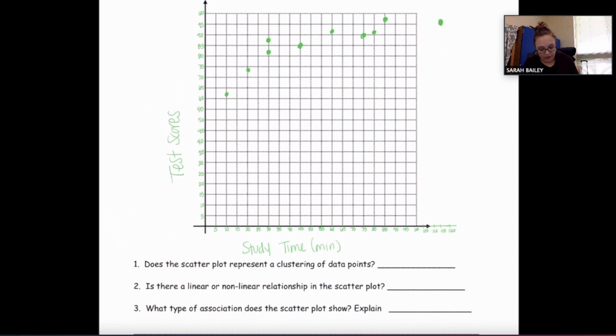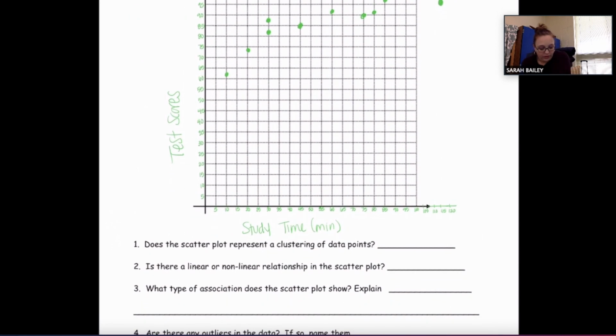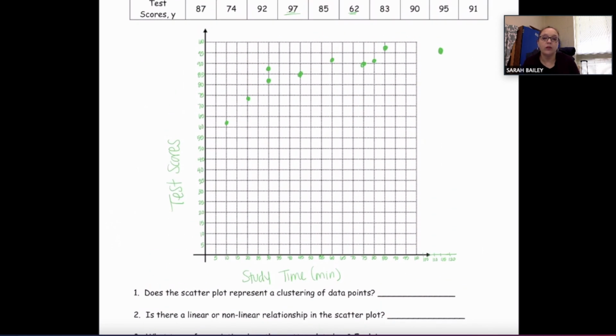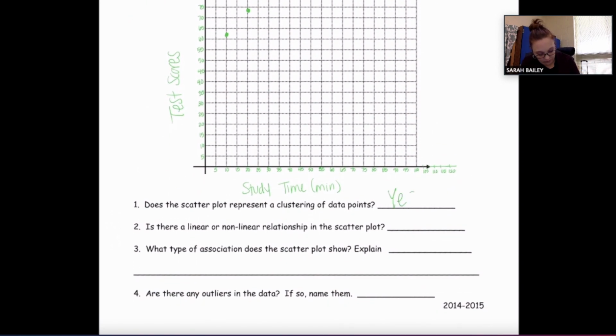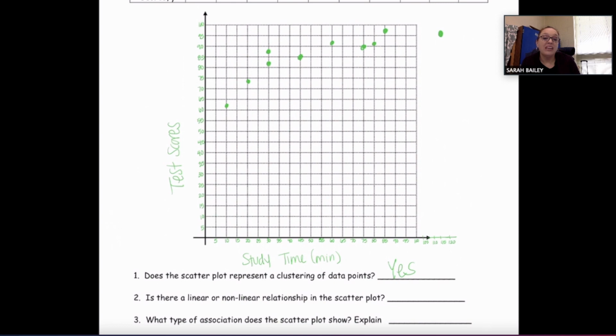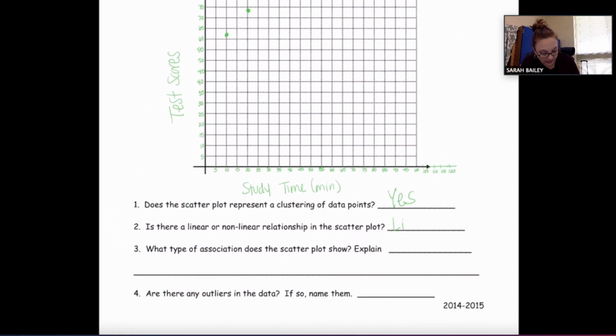All right, so then it says, does the scatter plot represent a clustering of the data points? So a clustering would be, are they clustered together? Could you kind of make a line? And the answer here is yes. Okay. The next question, is there a linear or nonlinear relationship? Well, this is going to be linear. So if you said linear relationship, then there is a clustering, period.